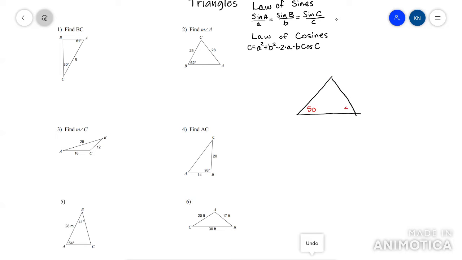Now, another thing to realize is that you're going to have these two equations, right? But you can't always use law of sines. This is the easiest one to use, law of sines, but you can't use it unless you have some angle and its opposite side length. If you don't have a combination of an angle and its opposite side length, you can't really do law of sines. You would have to run law of cosines. So let me show you what I mean here on some examples.